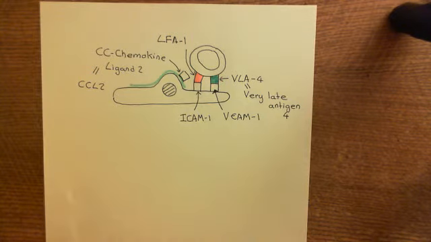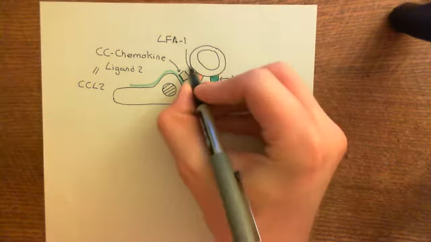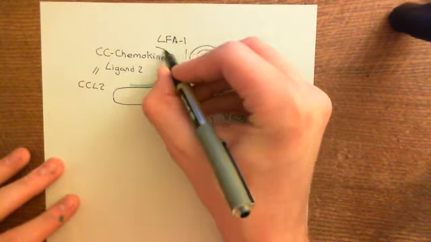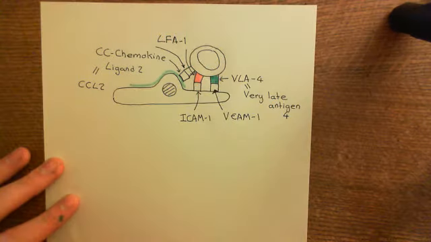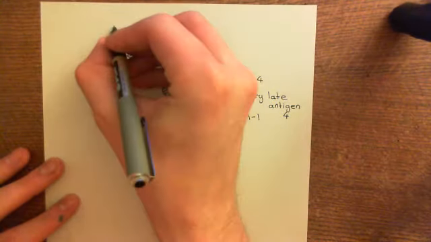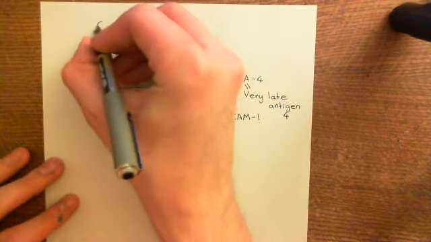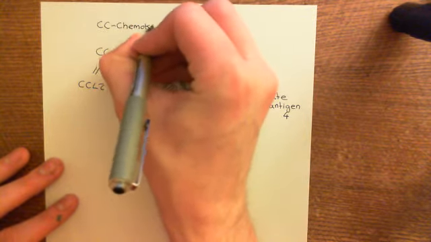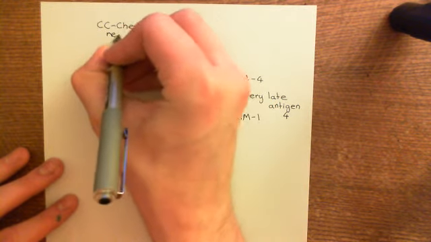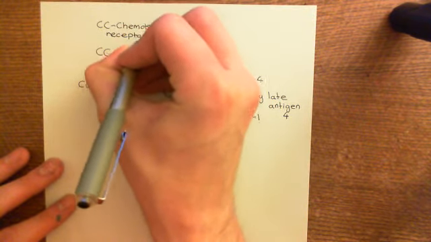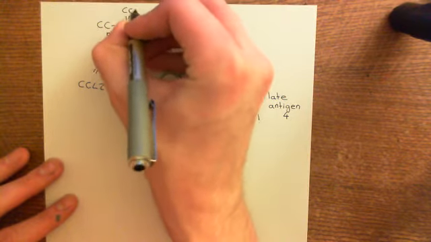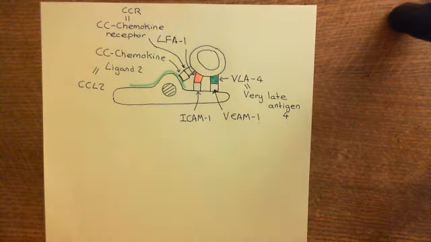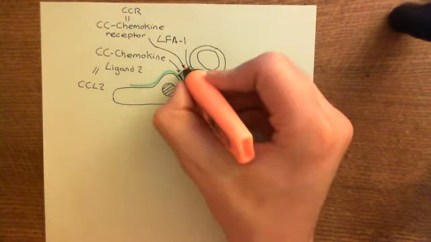Now again, you then have a tight adhesion, which is formed by the interaction of a CC chemokine receptor with the CC chemokine ligand 2, the CCL2. So what I've drawn here is a CC chemokine receptor, and those are often abbreviated to CCRs. So this is a CCR on the surface of our monocyte here. Let me just complete that arrow. We'll colour in the CCR in orange.